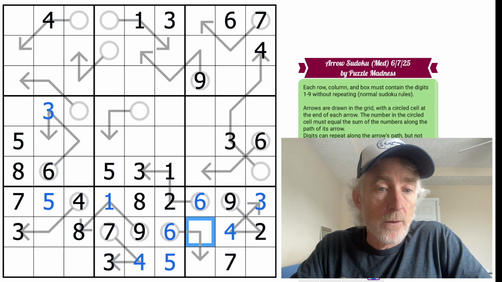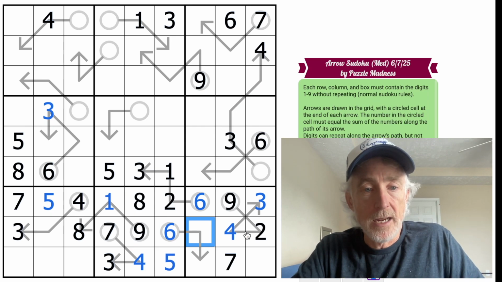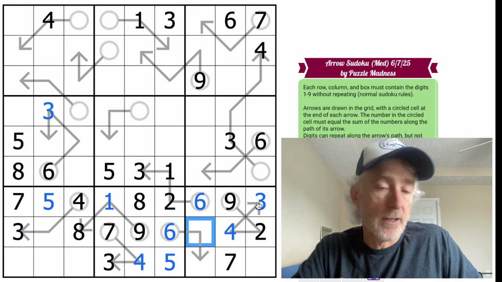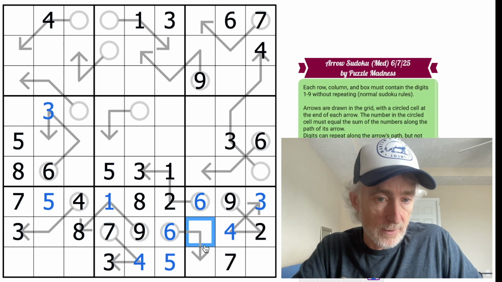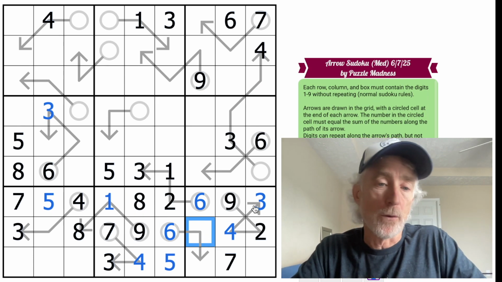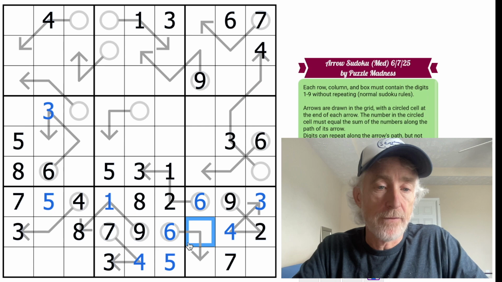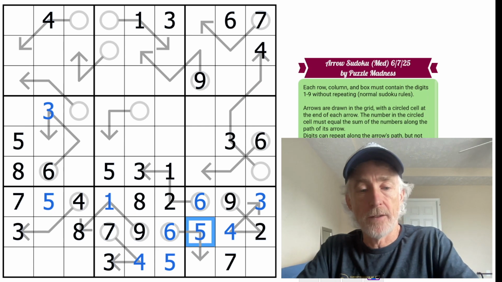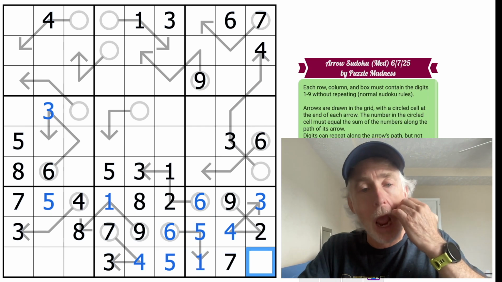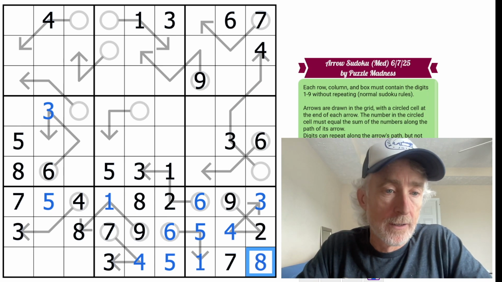Okay, so now these two cells have to add to 6. So we could do 1 and 5. That's still possible. We can't do 2 and 4. And we could never do 3 and 6 anyway, just because 3 is already in the box. But even if it wasn't, you can't have 2 3s in the same box. So this has to be a 1-5 pair. And there's a 5 right here telling us that this is the 5 and this is the 1. And then this is an 8 to finish out the box.